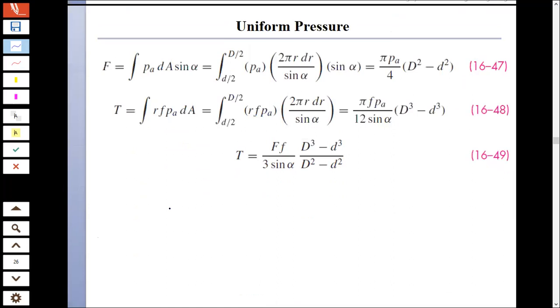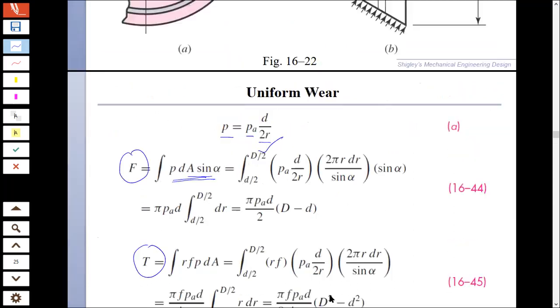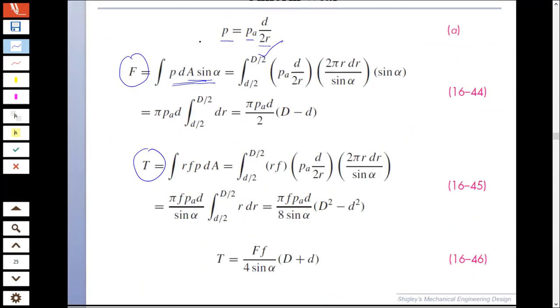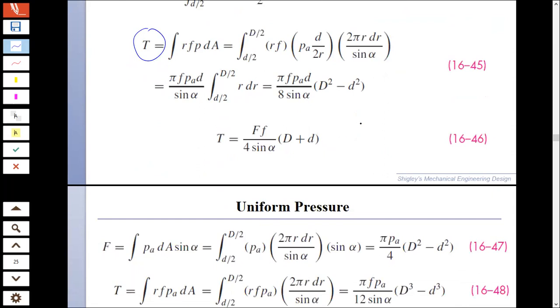uniform wear and uniform pressure models. So I leave this to you, and that is enough about brakes and clutches. We studied different brakes and clutches, and we analyzed them for the actuation force and the torque, using the two models, the uniform wear and uniform pressure model, and I think that is enough for brakes and clutches. Okay, thank you.